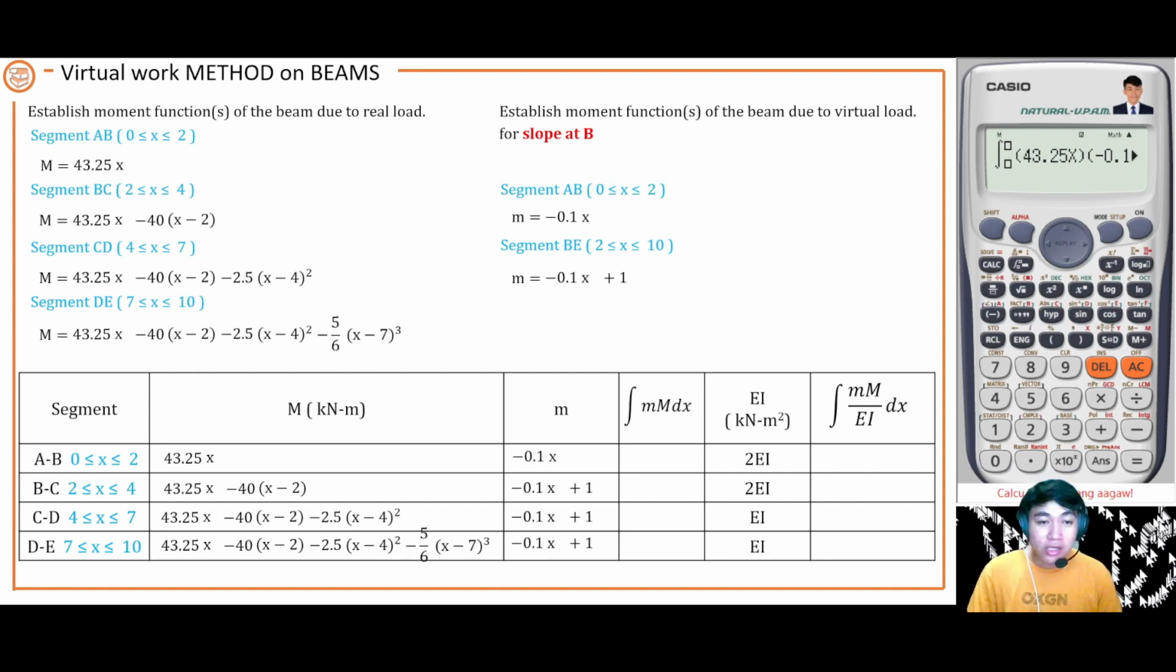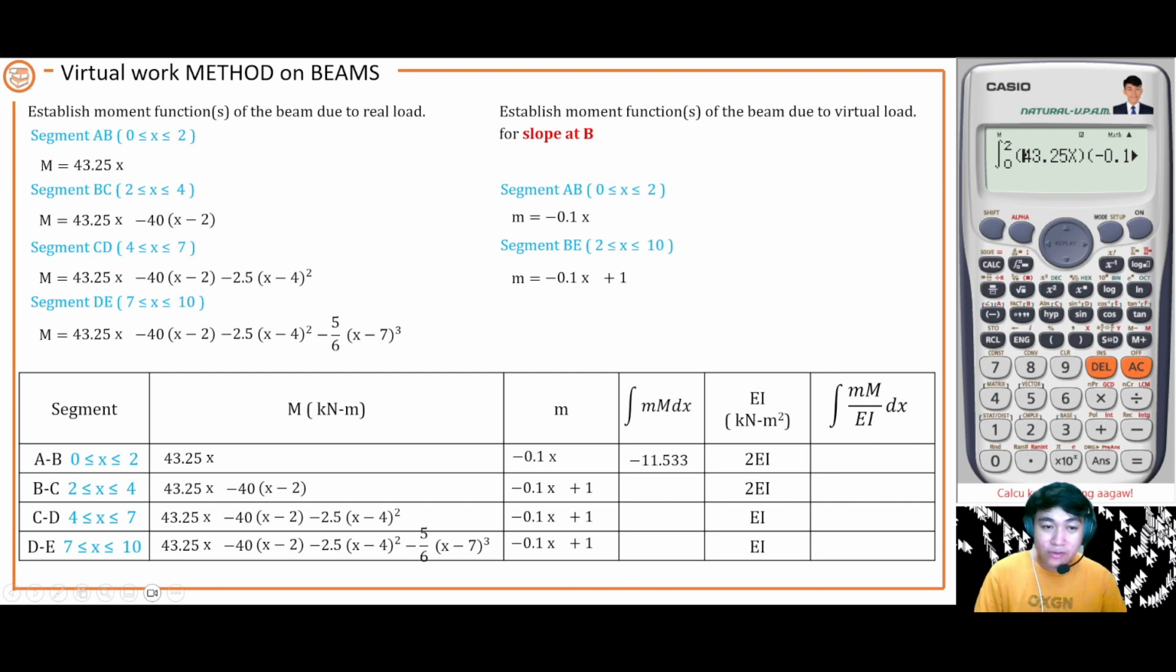Take note, the value of x here is only limited from 0 to 2, so you just put 0 to 2 here. And then we can now solve this integral of dx. The answer is negative 11.533333.